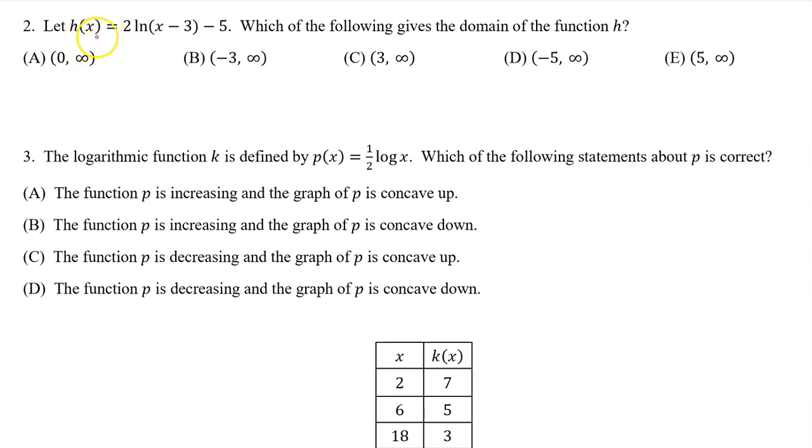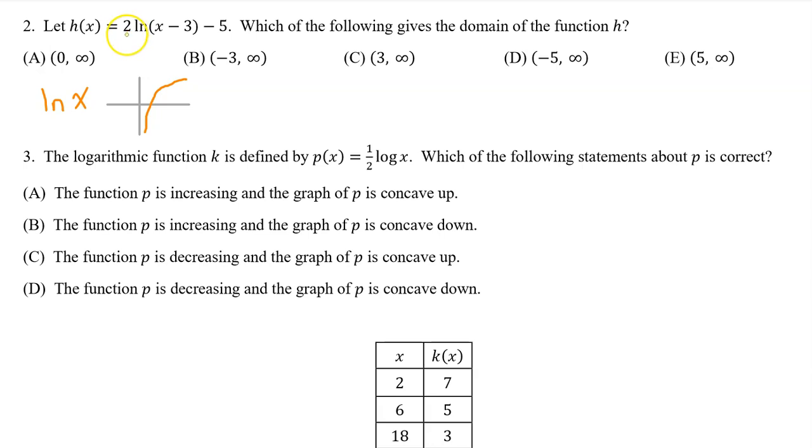Number 2, let h of x equal 2 times the natural log of x minus 3 minus 5. Which of the following gives the domain of the function h? We have memorized that the parent function natural log x looks like this. We just have to do 3 transformations.